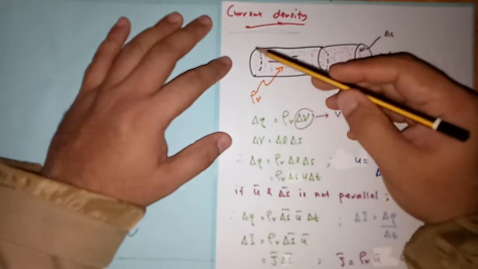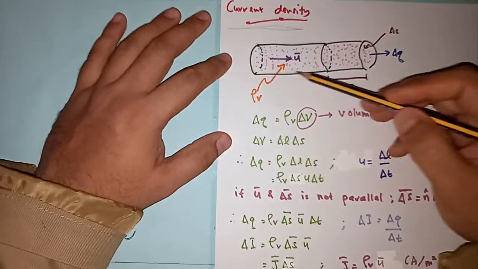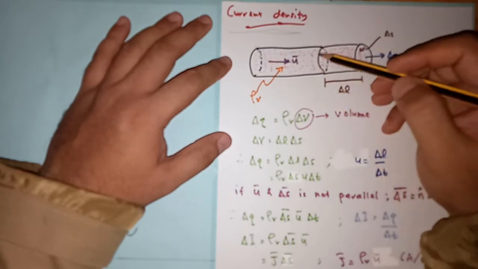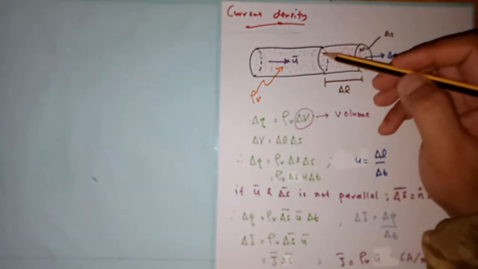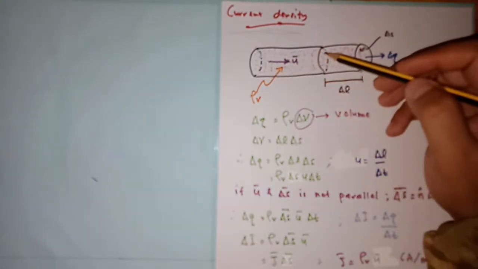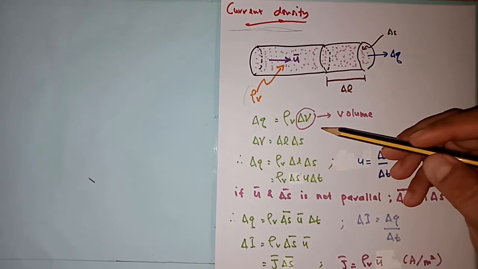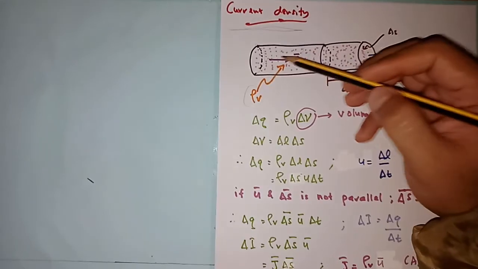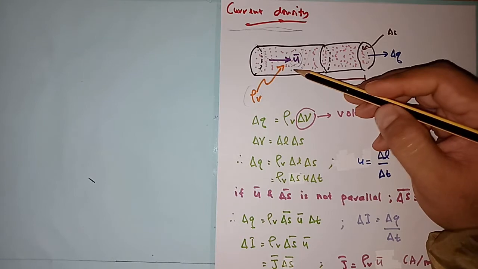So let's consider we have one conductor here. The conductor shape is cylindrical. Inside this conductor, the charge has been evenly distributed, and it is represented by its volume charge density. The charge is moved from one point to another with a speed represented by this vector u.